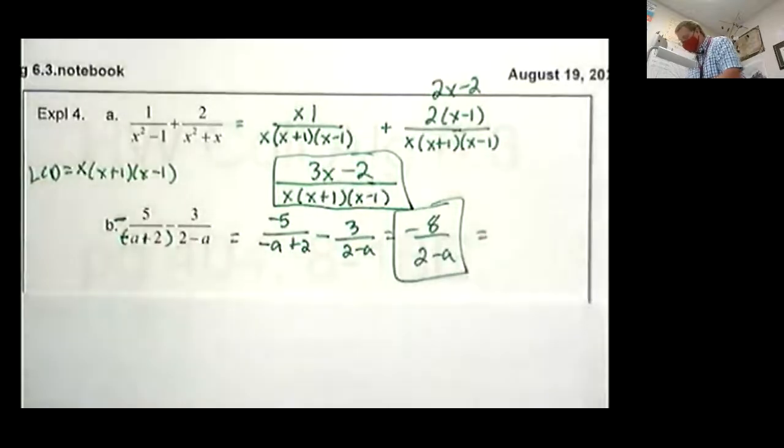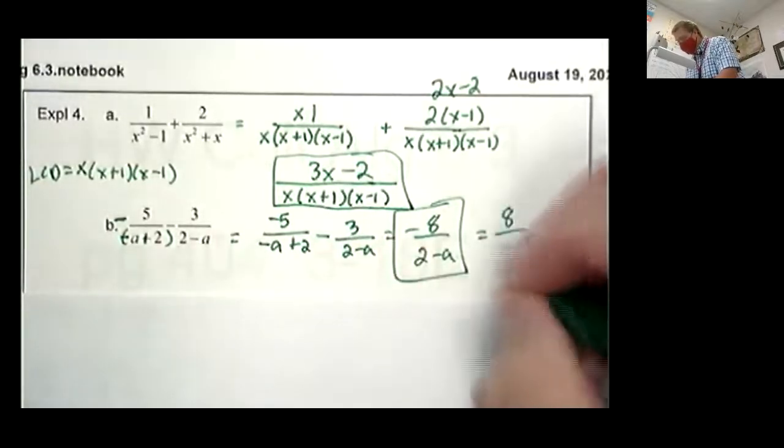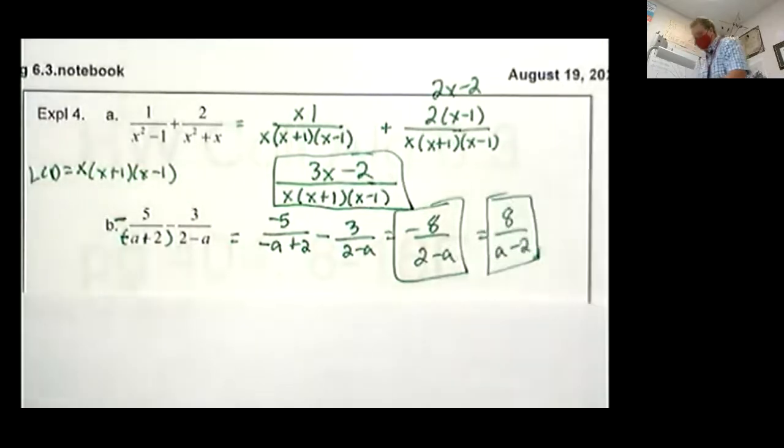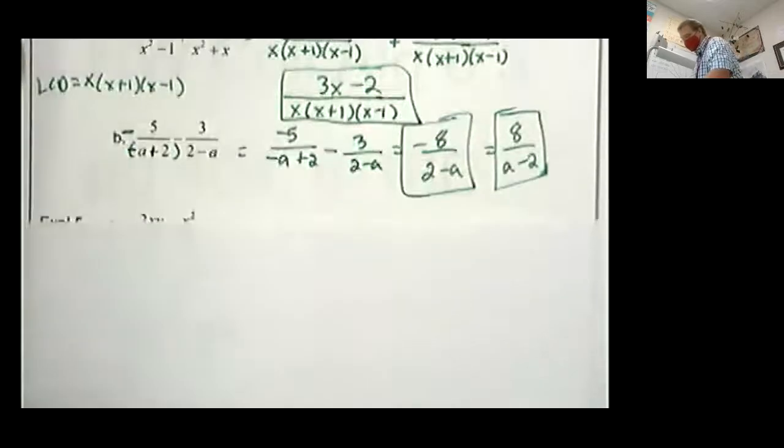You could write this. The negative actually could multiply by the 2 minus a. So this could also be 8 over a minus 2. I'm going to see those as the same thing. So whichever one you put in your homework, I would take either way.